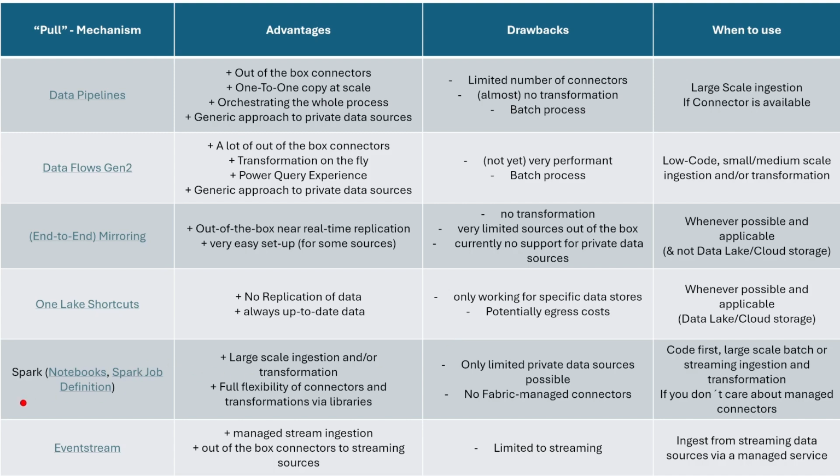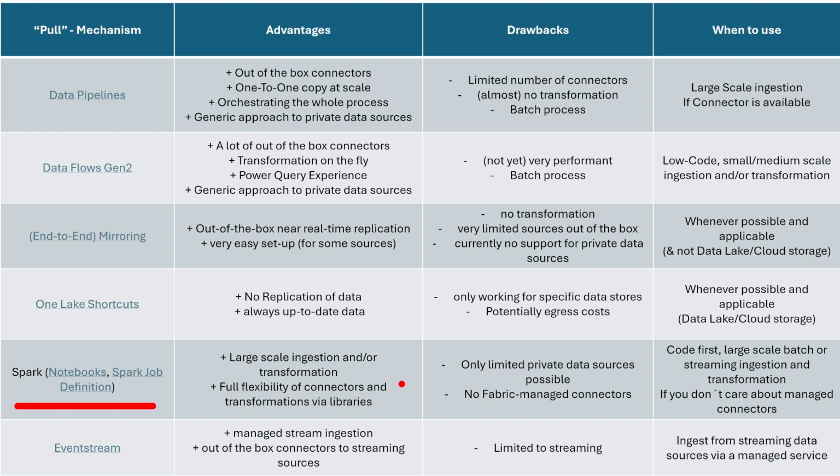The next mechanism I want to talk about is the Spark functionality you have in Microsoft Fabric. One of the main advantages here is you have the power of the Spark cluster for large-scale ingestions and transformations. You have the full flexibility in Fabric to install additional libraries using SDKs to extend which kind of connectors you can use there. So from the range of connectors, this is one of the most powerful mechanisms.